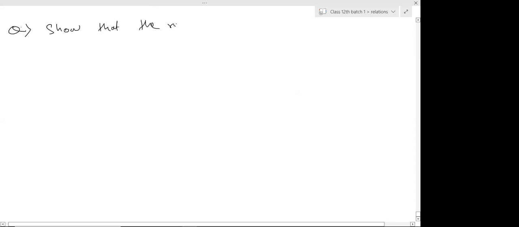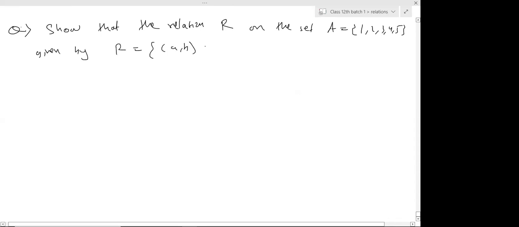Show that the relation R from the set A equals {1, 2, 3, 4, 5}, R equals {(a, b) : a minus b is even}, is an equivalence relation. This is the first part of the question.